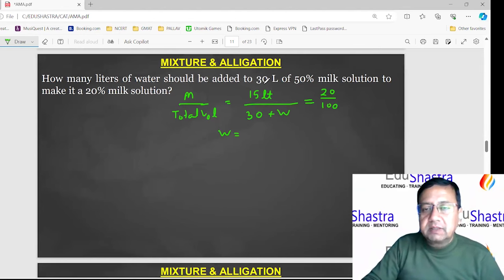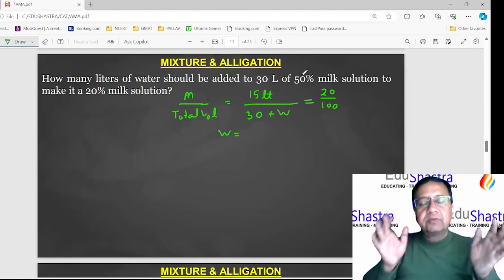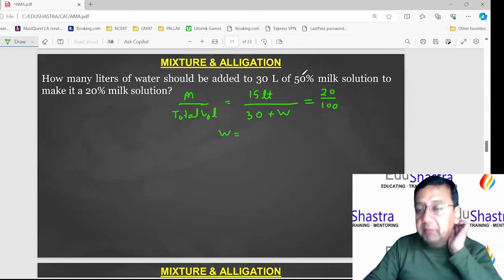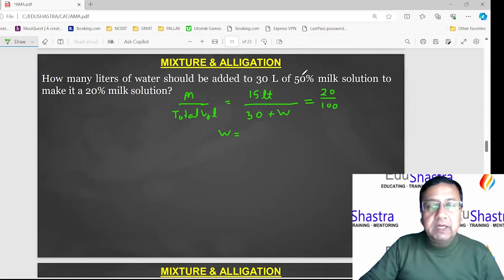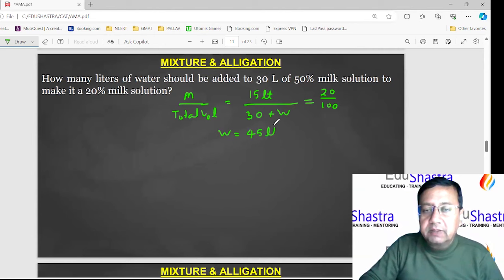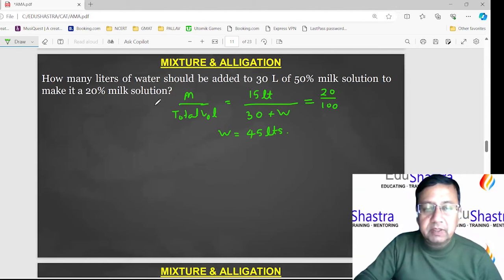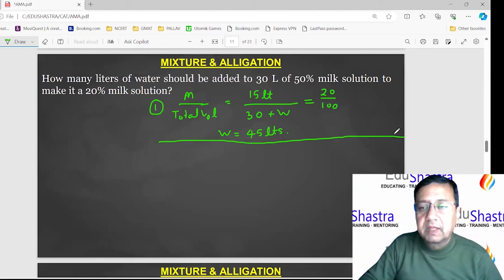So Dhruv, this is 30 liters of 50% solution, right? This means the total volume is 30 liters and out of the 30 liters, 50% is the milk, so 15 liters is the milk. Yes, Ashma. When we cross multiply, this comes out to be 45 liters. So how many liters of water should be added? 45 liters. And this is one way of solving this.